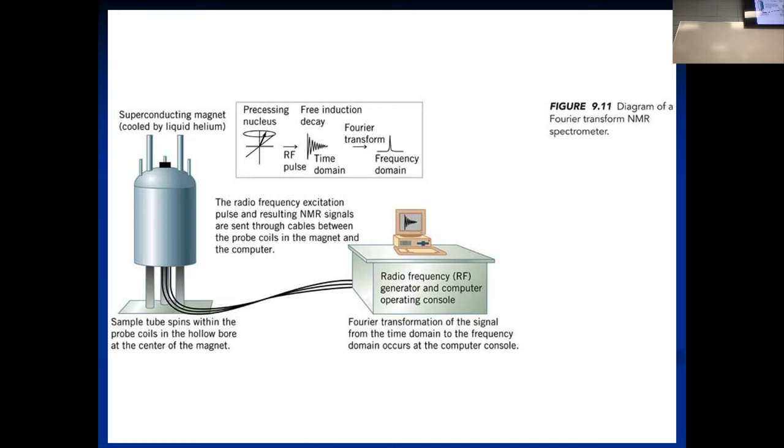Every couple of months, she has to refill it with liquid helium. But every week, she has to fill it with liquid nitrogen. So it's got these two ports. One of them is for liquid helium that the magnet is stuck in. And the other one is for liquid nitrogen that is on the outside.